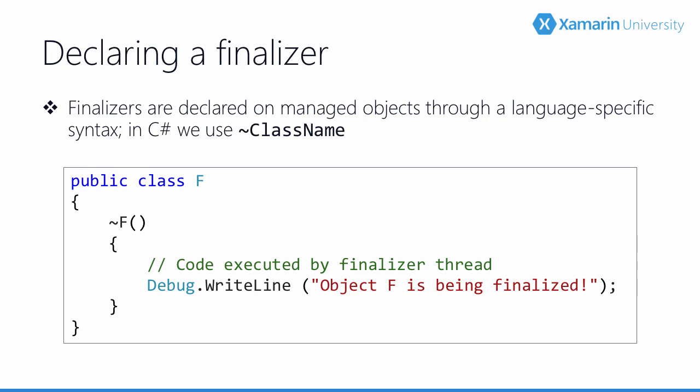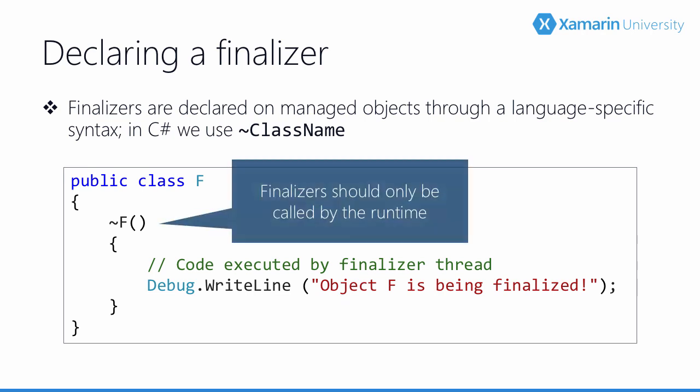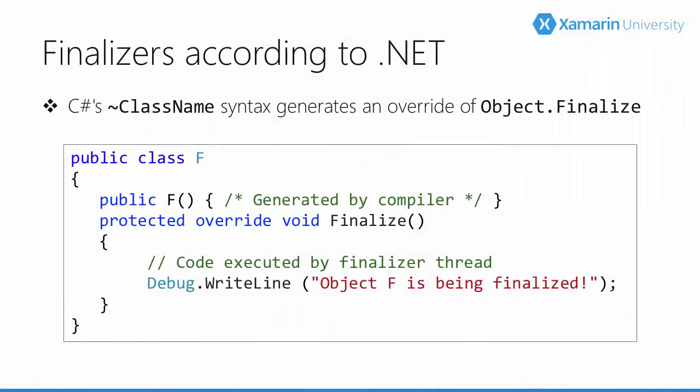So notice it doesn't have any sort of visibility modifier. We don't say public or private or protected or internal or anything like that, because this is a special syntax that generates a method for us that ensures that the finalizer is only called by the runtime. So you should never invoke this method yourself. Instead, you should always let the finalizer thread do that.